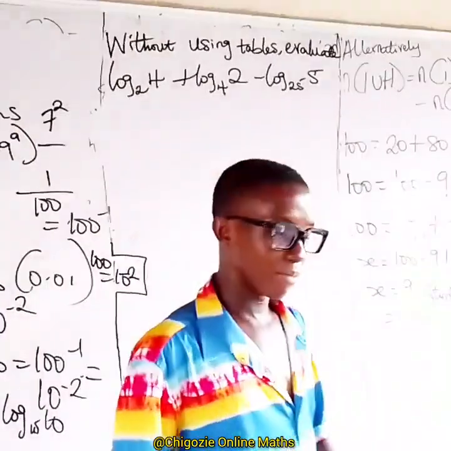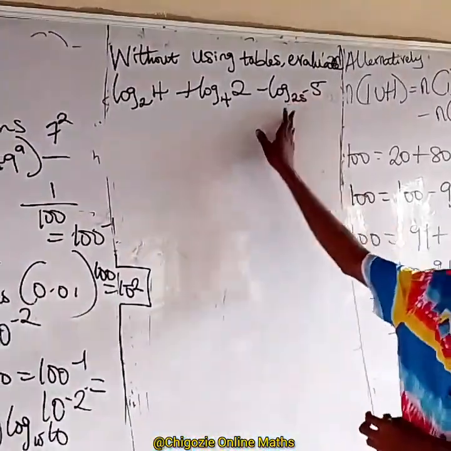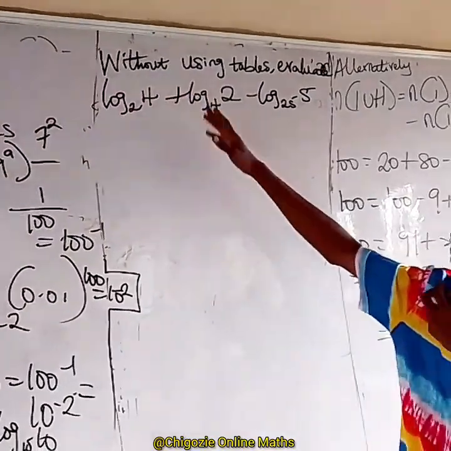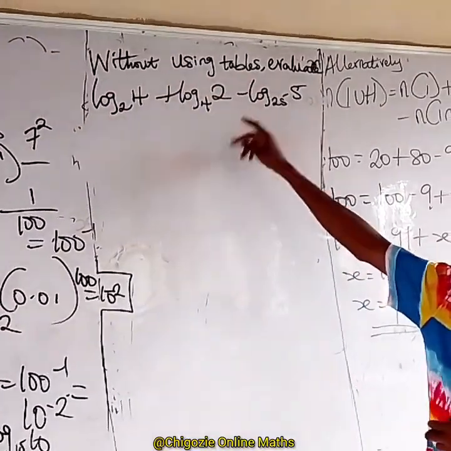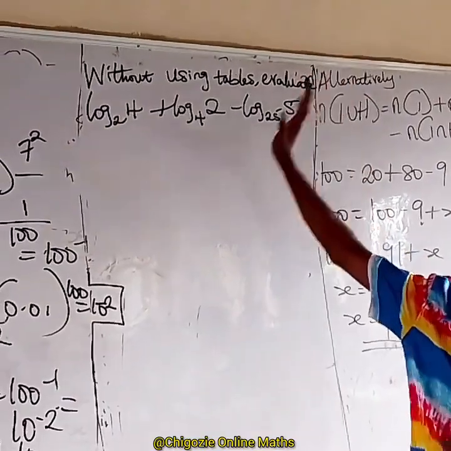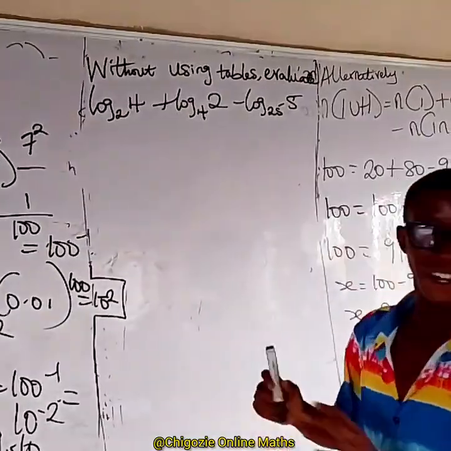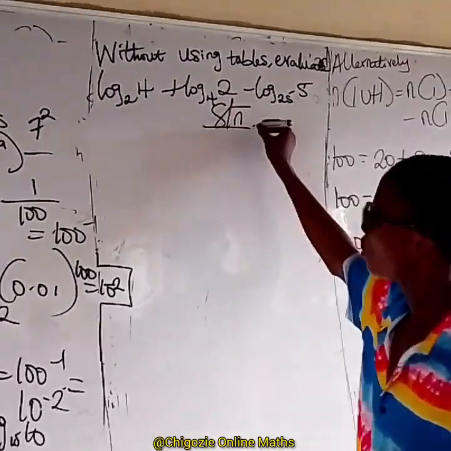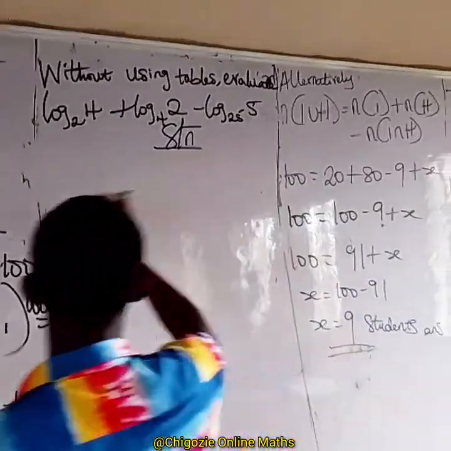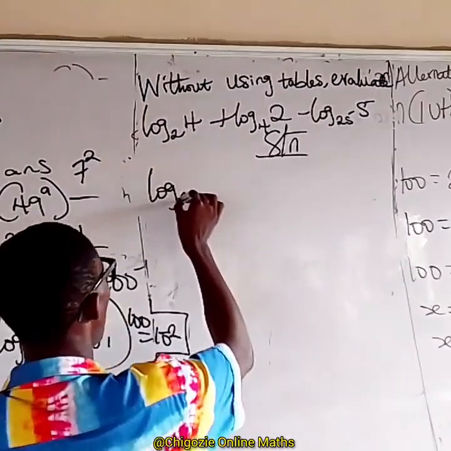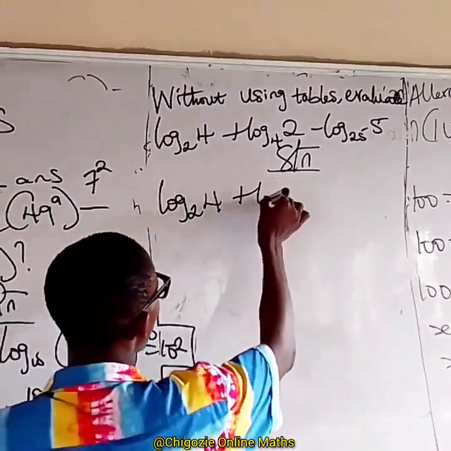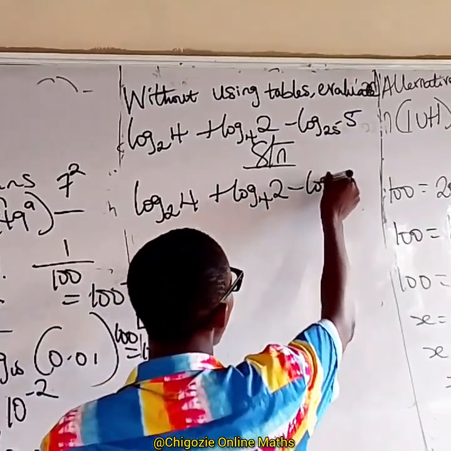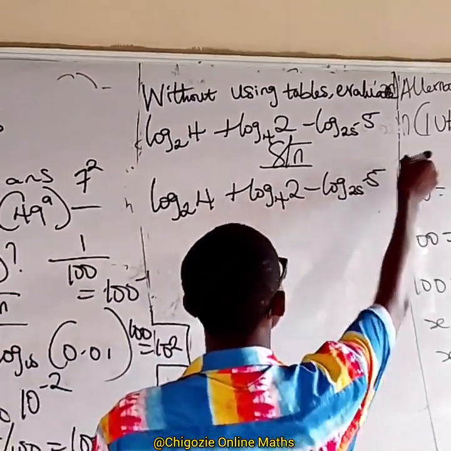Now look at this problem. Without using tables, evaluate logarithm of 4 base 2 plus logarithm of 2 base 4 minus logarithm of 5 base 25. Now this is very simple. First of all, write your solution, which is solution, you understand? Now the question is logarithm of 4 base 2 plus logarithm of 2 base 4 minus logarithm of 5 base 25.